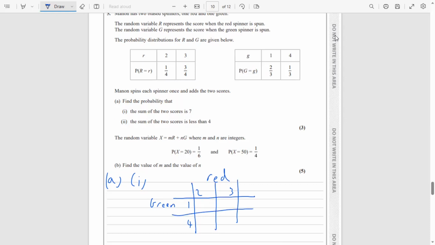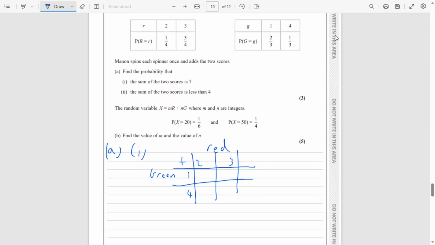So we can do a little table like this. And we're going to add our results together. So I just put a little plus sign here just to make it clear that we're adding the results. So when we spin the red spinner, if we get 2, and if we spin the green one and get 1, when we add those scores up, we get 3. This one here, obviously going to be 4. 2 plus 4 is 6. 3 plus 4 is 7. So we want to work out the probability of the sum.